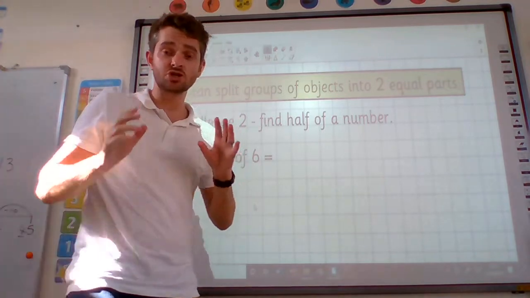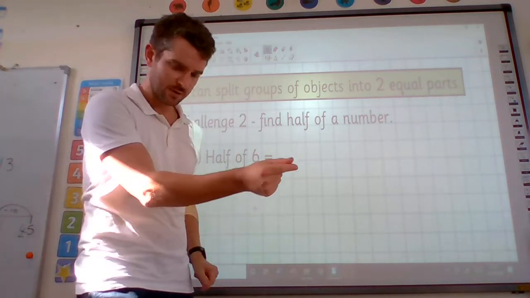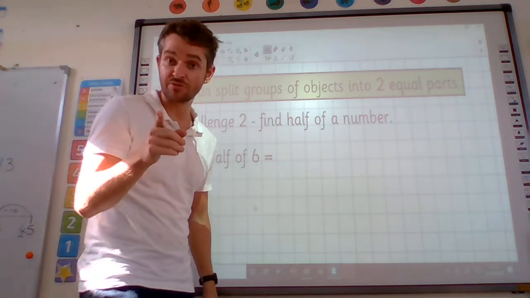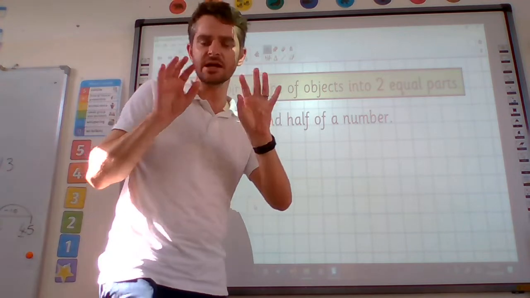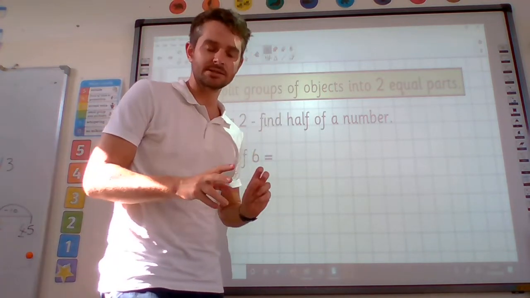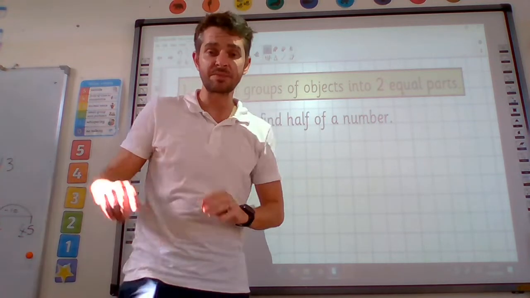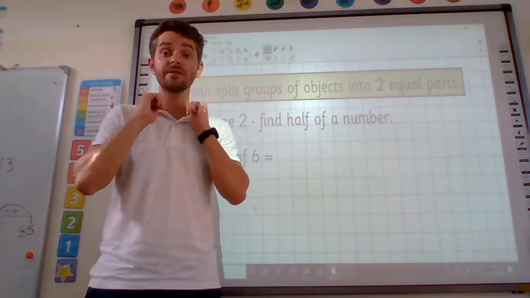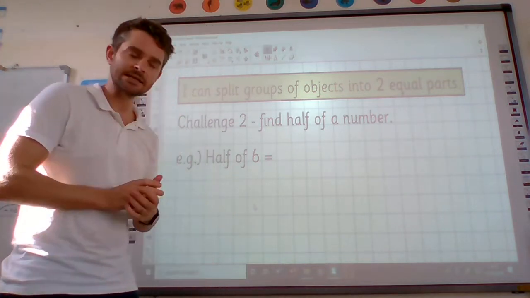Okay, for challenge 2, if you've had a go at challenge 1, brilliant. I imagine for some of you it was really, really speedy, apart from some of those tricky questions. Challenge 2, we're not finding half of a group of objects. We're finding half of a number. Now, there might be some people who think, I can do this in my head, and that's brilliant if you can, but some people might need to think about it slightly differently.